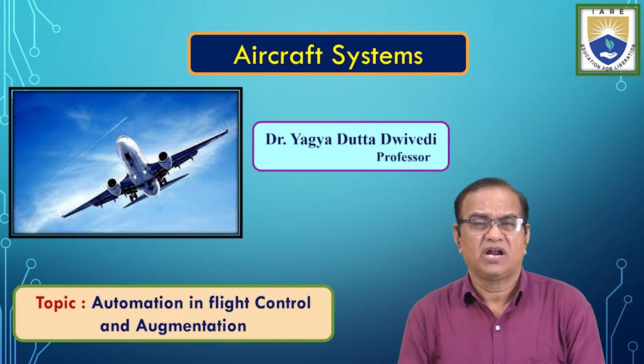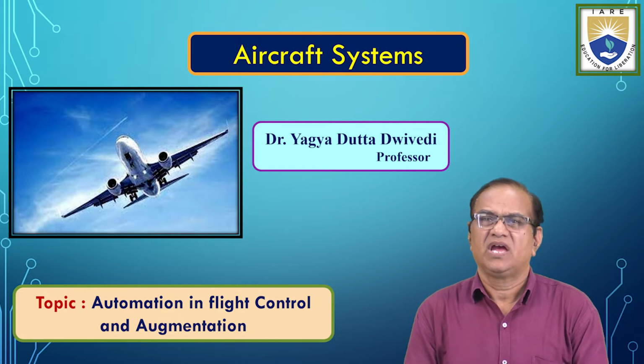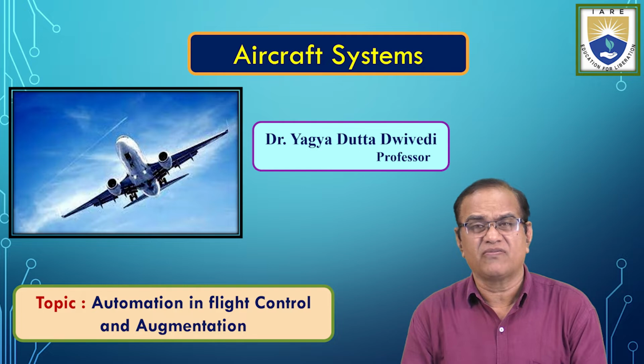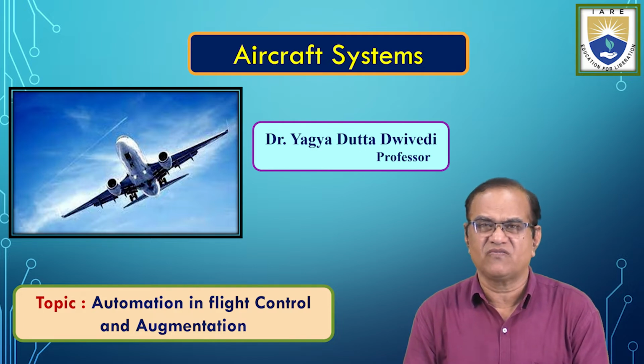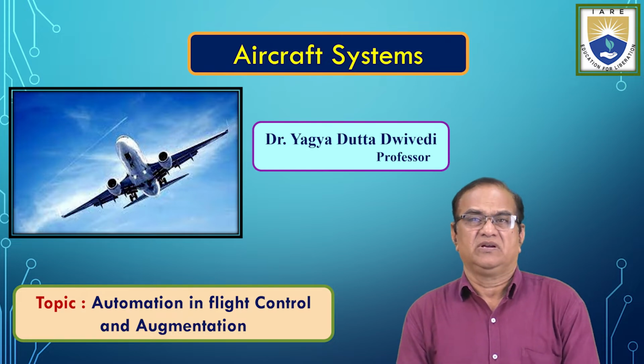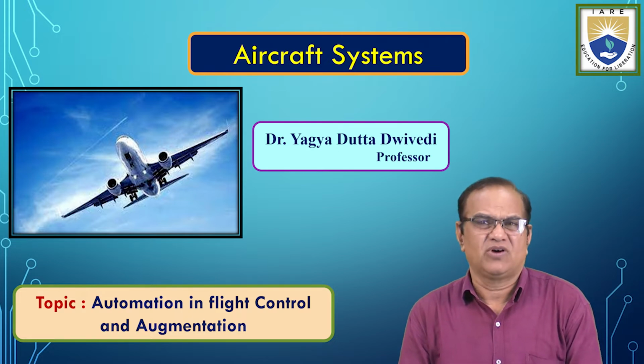Next, we talked about the vehicle system. The vehicle system consists of a number of systems like electrical system, pneumatic system, hydraulic system, firefighting system, oxygen system, oil system, and so on.